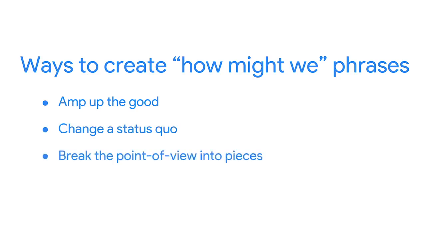And break the point of view into pieces. How might we design a system that keeps track of all the books in stock? How might we allow users to reserve in-stock books on the library's website? There are more ways to reframe the problem covered in the course readings too. Check them out and get your creative juices flowing.